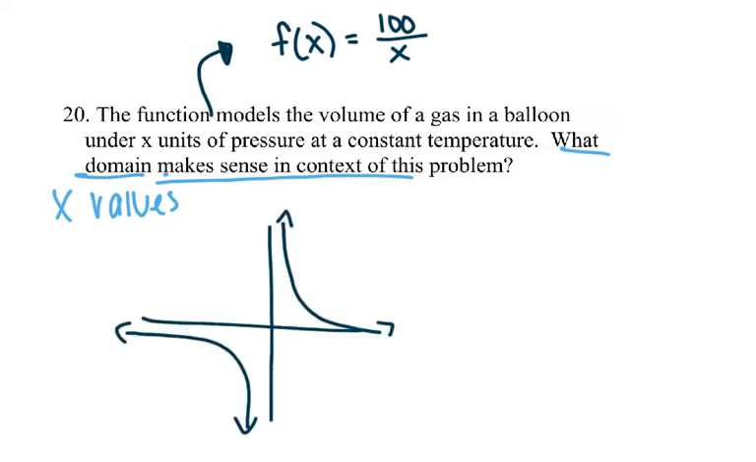Okay, so because we're talking about what makes sense, and we're talking about an actual real life thing, we don't want anything that's negative. Also, if you'll notice, the graph never hits the x-axis. So, the best thing to say is x needs to be greater than 0. It can't equal 0 because it doesn't hit the x-axis. So that's why it's just x is greater than 0.